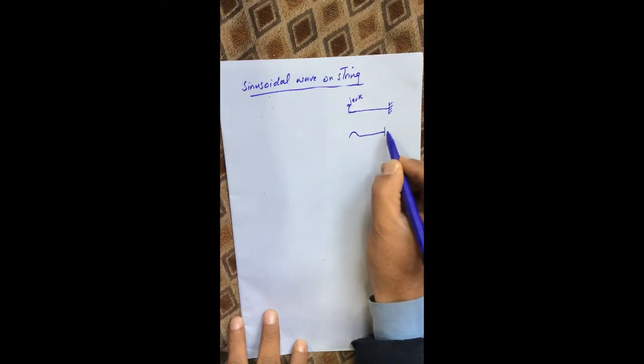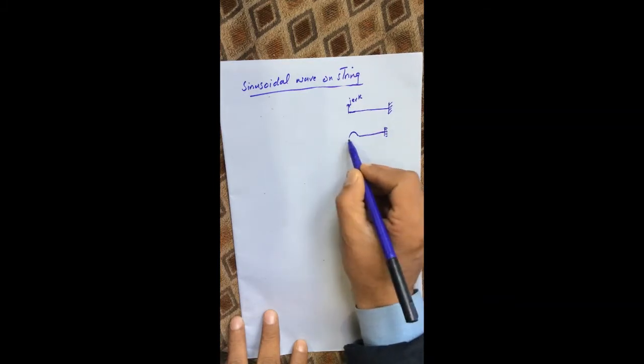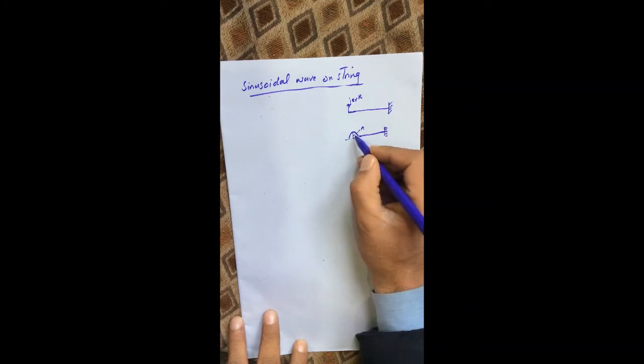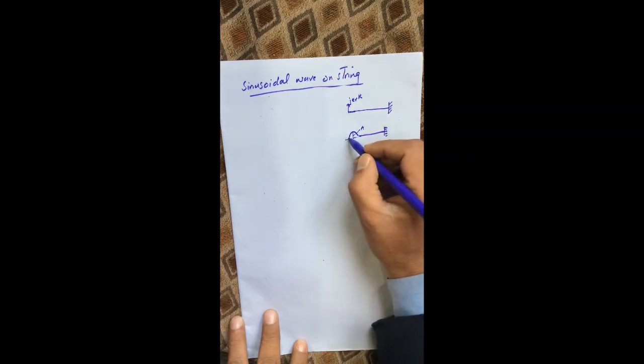in this way. This pulse has a maximum displacement, or we call it the amplitude, which is A. So we create this pulse with maximum displacement of the medium particle by giving a jerk to this string in the upward direction.